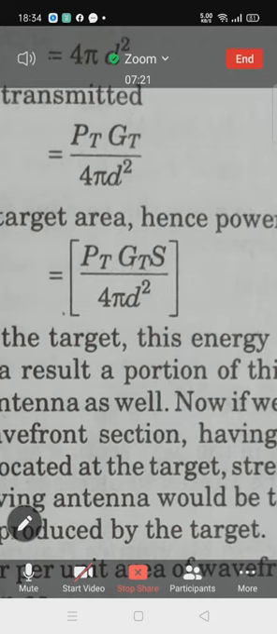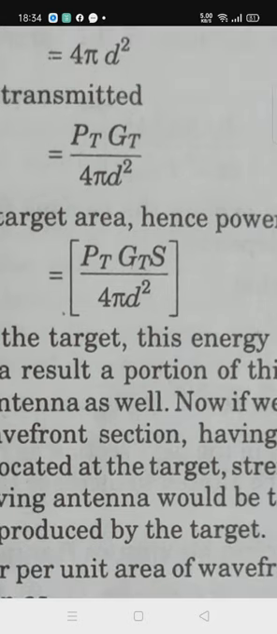So after striking the target, the energy is scattered in different directions. That means when the waves strike the target, that energy is scattered in different directions, and as a result a portion of this scattered energy goes towards the receiving antenna as well. The part of that energy goes in the direction of the receiving antenna.